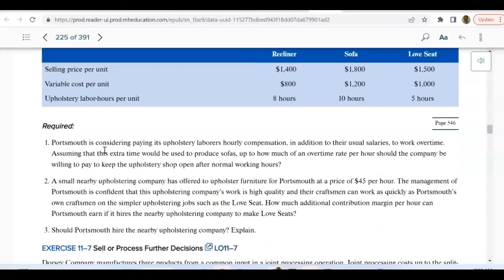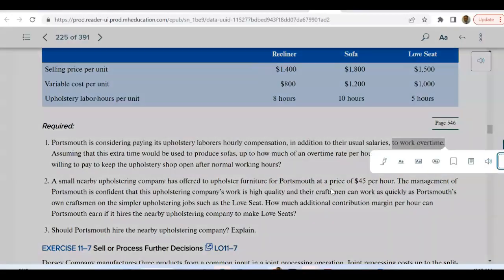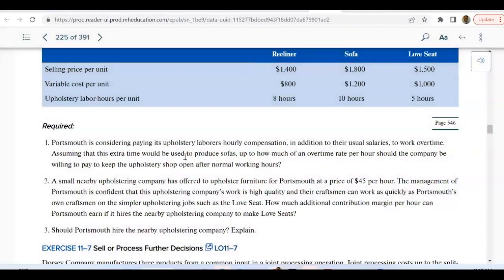So the company is considering paying its upholstery labor's hourly compensation in addition to their usual salaries to work overtime. So it's a matter of, do we want to go overtime or not? Assuming that the extra time would be used to produce sofas, up to how much of an overtime rate per hour should the company be willing to pay to keep the upholstery shop open after normal working hours?